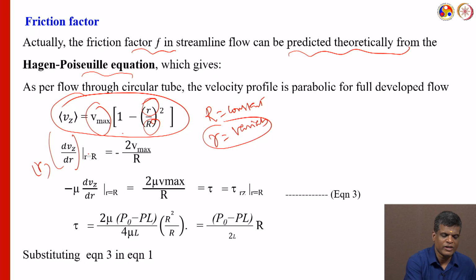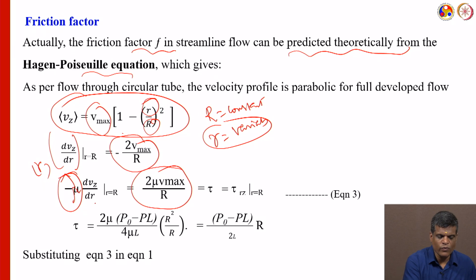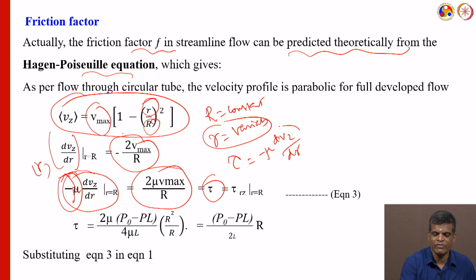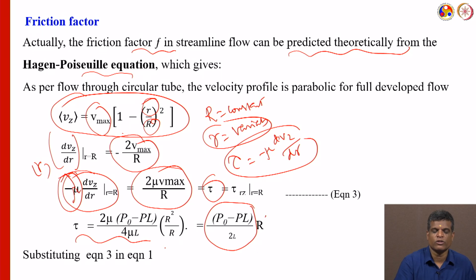So you differentiate dVz by dr, and we get minus 2 V max by R. Then multiply by mu, the viscosity, using Newton's law of viscosity, which we already know. We always write tau equal to minus mu dVz by dr, even for a cylindrical pipe. After some modification, finally we can get P naught minus PL by 2L R, substituting equation 3 in 1.